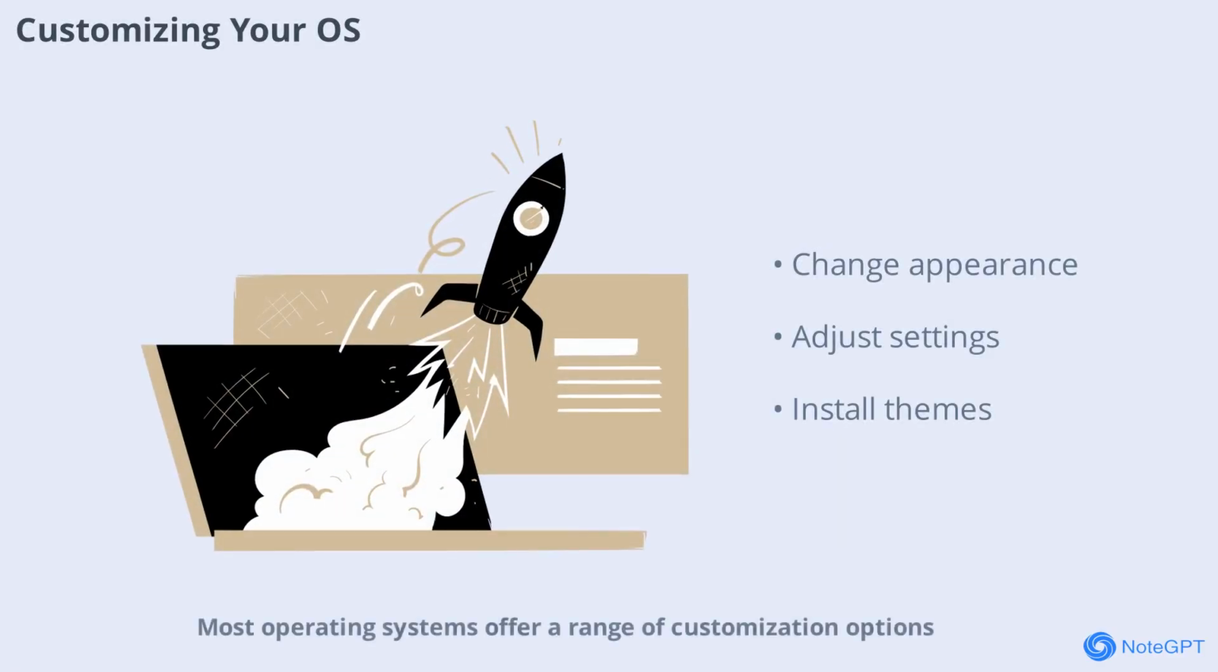Most operating systems offer a range of customization options. You can change the appearance, adjust settings, and install themes or extensions. Customization helps you tailor your device to your preferences, improving productivity and comfort. Whether it's changing your wallpaper or setting up shortcuts, the OS makes it easy to personalize your experience.